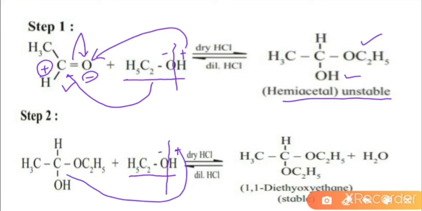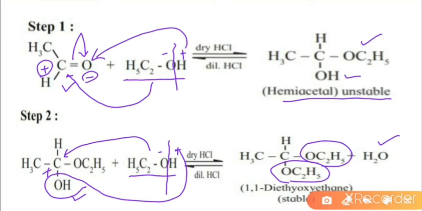H plus combines with the OH group and forms water. The alkoxy part attacks carbon. Due to removal of the OH group, it becomes positive, and the diethoxy derivative acetal is obtained, and the name of the compound is 1,1-diethoxyethane, which is a stable acetal compound.